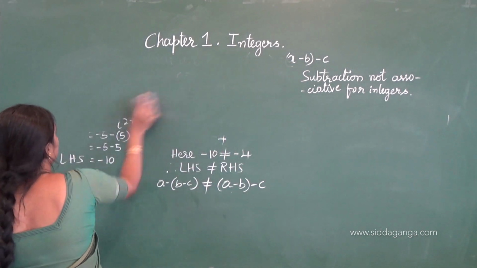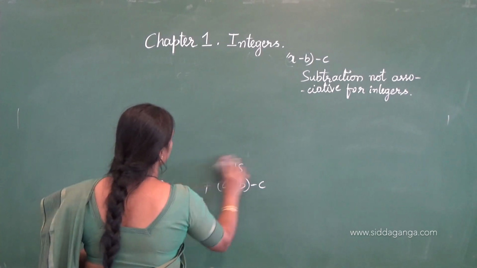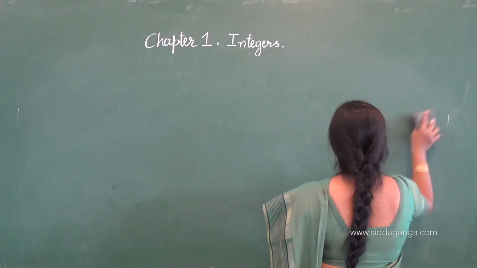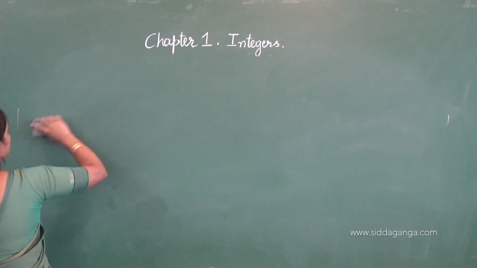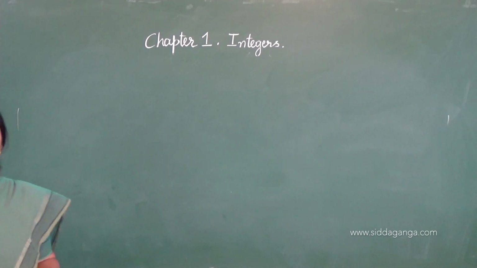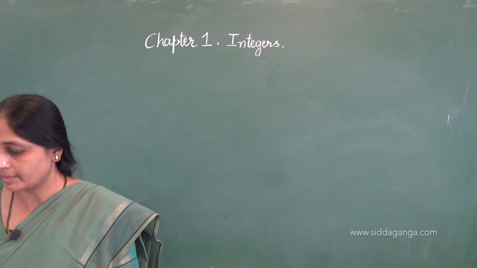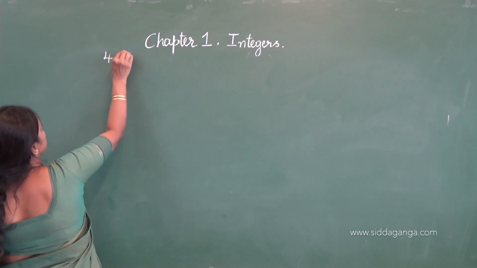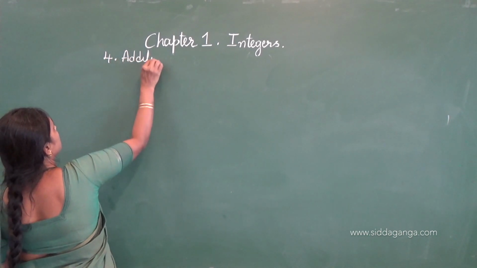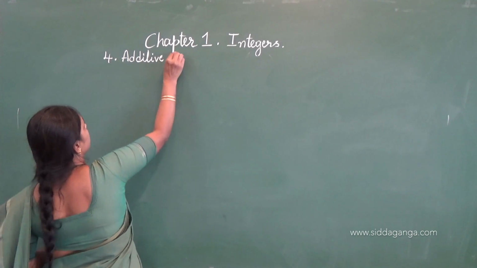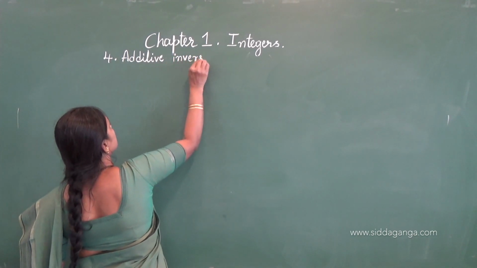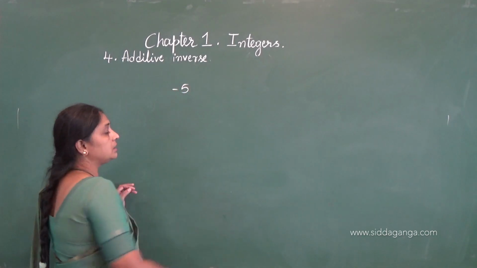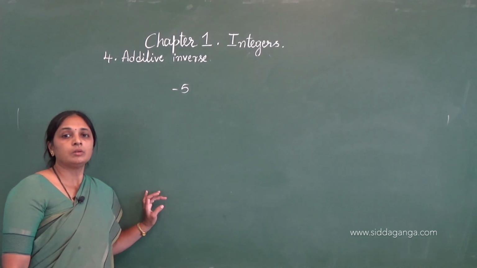Okay, so the fourth one is additive inverse. What is additive inverse here? For the whole numbers, we already know about the additive inverse. The fourth one is additive inverse. Let's consider any integer, that's -5 or anything. So this is a negative integer.